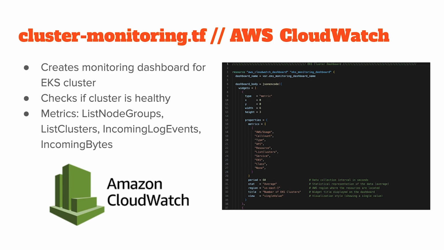Moving on from the main.tf file, we have another two files which are cluster_monitoring.tf and nodes_monitoring.tf. Cluster_monitoring.tf creates a resource within AWS CloudWatch that enables the team to monitor the metrics of our EKS cluster to ensure that it is healthy. Some of the metrics we monitor for our cluster include how many clusters we have as well as how many nodes.